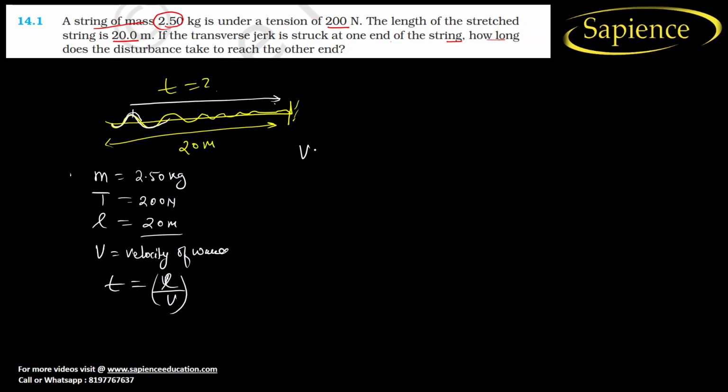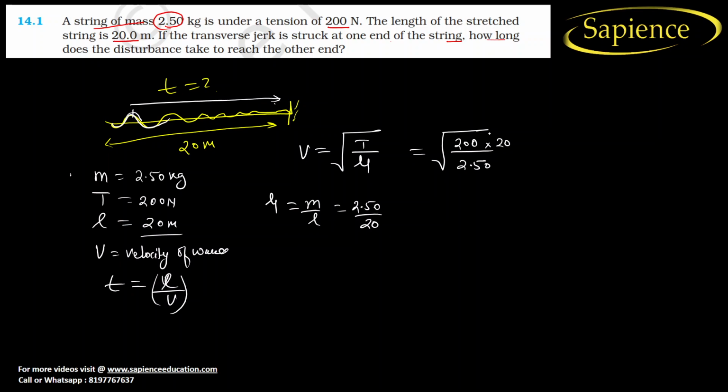Okay. So velocity of the wave, we know the formula: velocity of the wave is equal to root of T by mu, where mu is the mass density, that is mass by length. That is equal to 2.50 by 20 meter. So if we put this value of mu as well as tension, how much do we get? Tension is 200 divided by mu, which is 2.50 by 20. So when we calculate this, our velocity will become 40 meter per second. Okay.